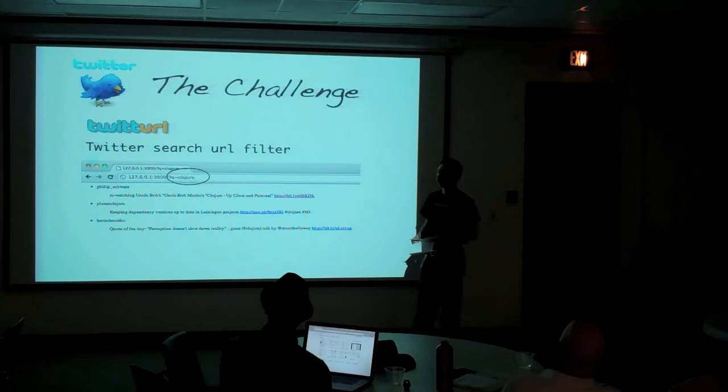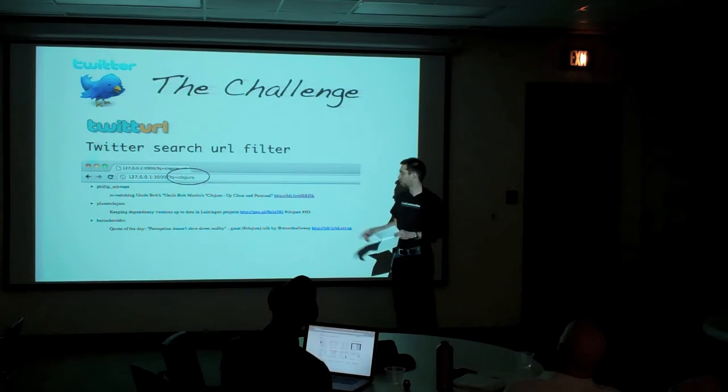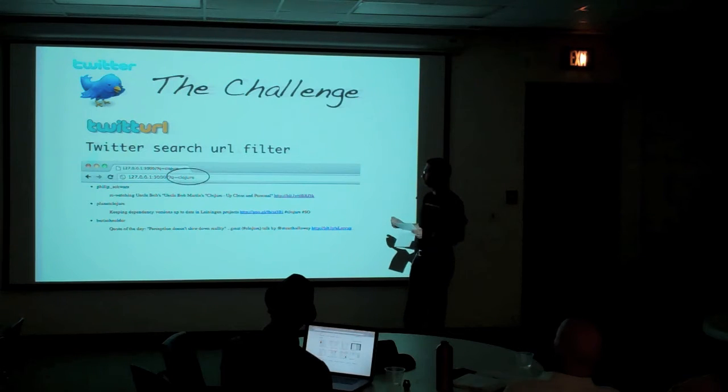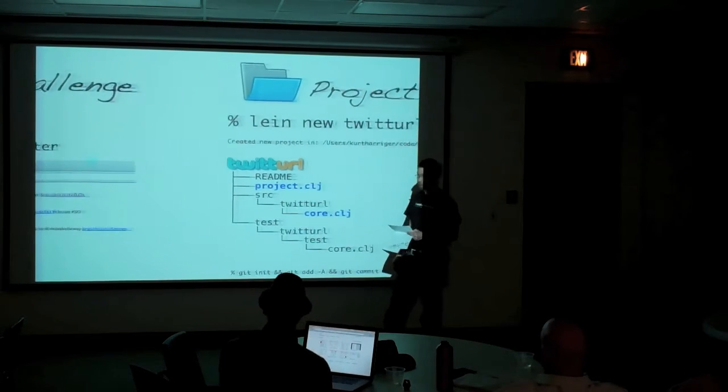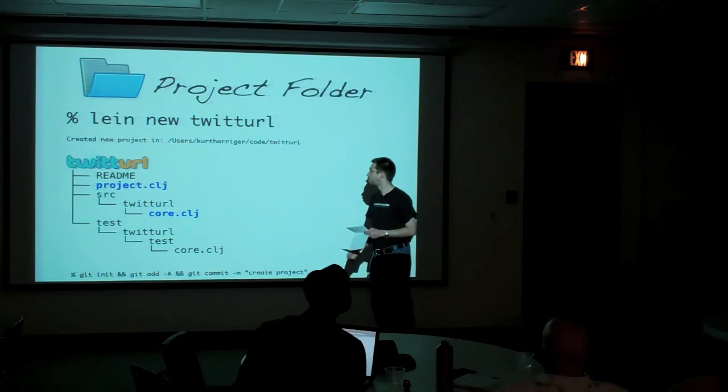Tonight we're going to find Clojure in a simple web application. This application will take a simple query string, go out to Twitter's API, query it in real time, and return back the list of those tweets that contain URLs.